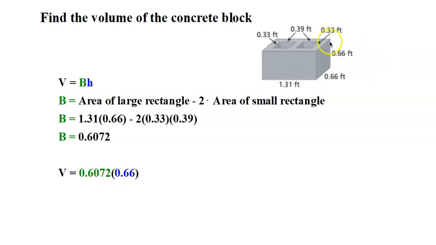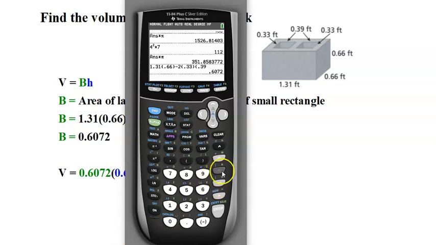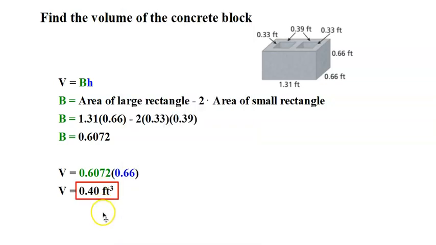The height of my cinder block is 0.66 feet. So times 0.66 is approximately 0.4. So 0.4 cubic feet, approximately.